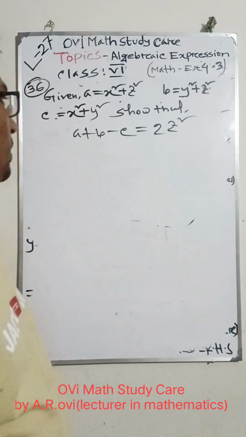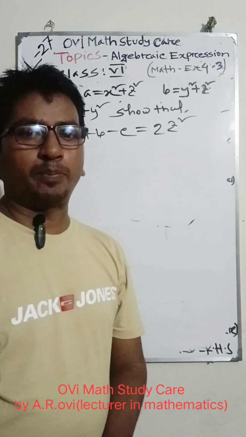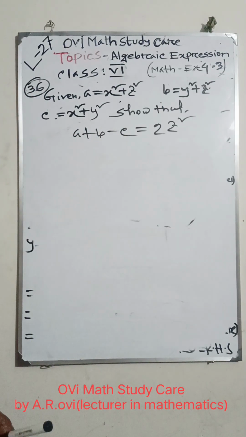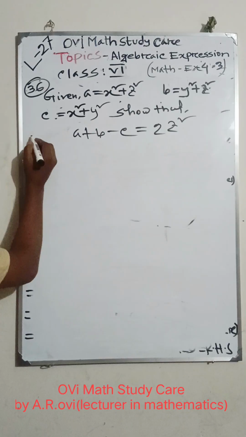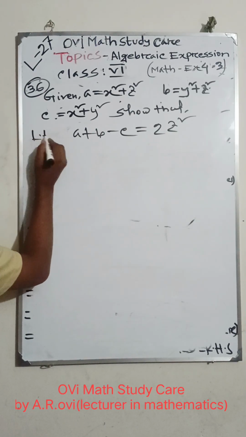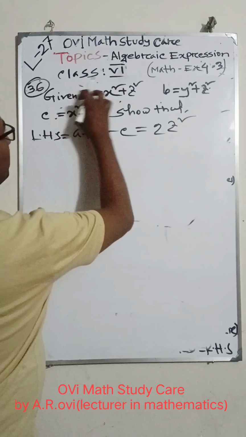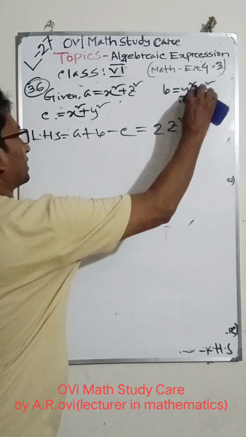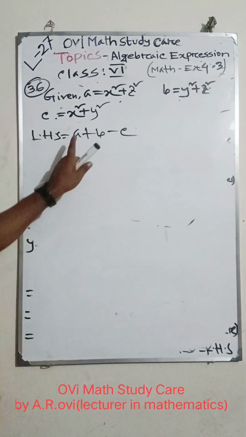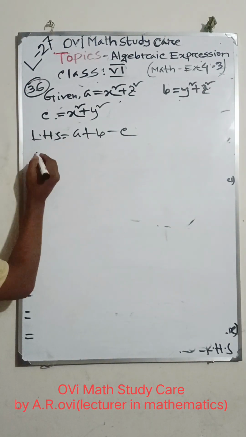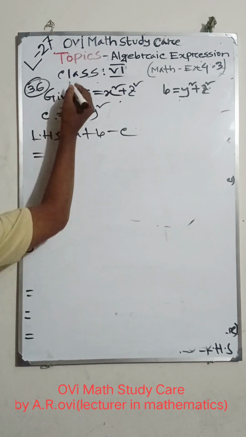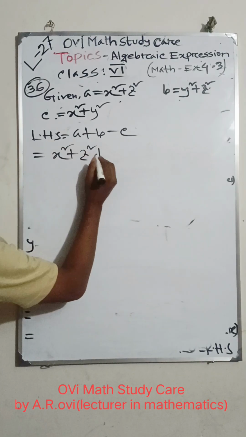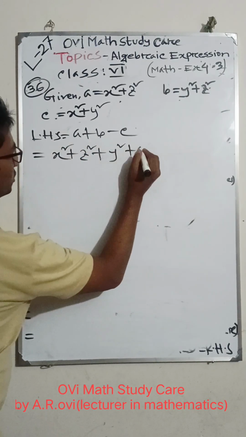Dear students, in the previous problems we had only addition, but now another sign has come, subtraction. So how can we prove this problem? You can write L.H.S. at first. Write given a equal to, b equal to, c equal to, and then write L.H.S. is a plus b minus c. So putting the value of a, b, c, a equal to x square plus z square, b equal to y square plus z square.